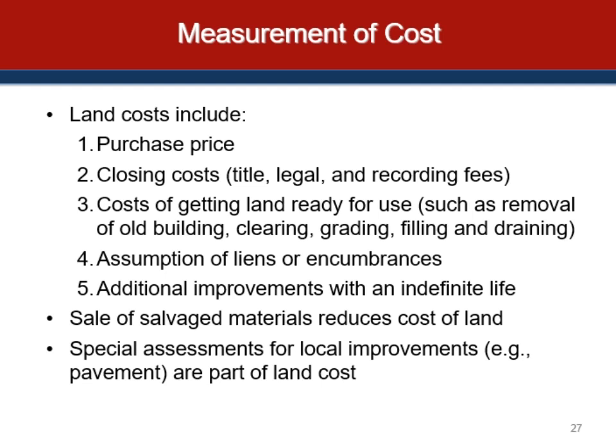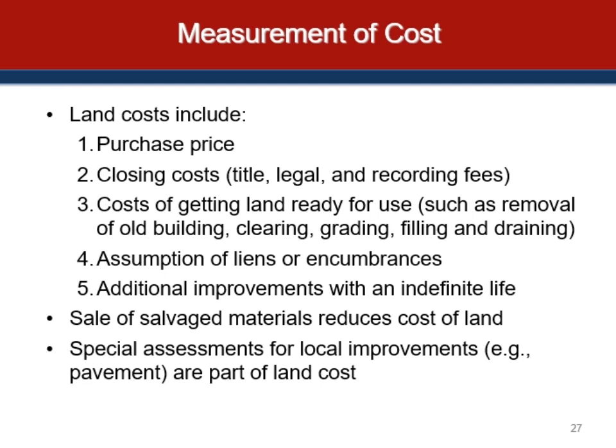If you have to assume any liens or mortgages or other encumbrances on the property, the cost of doing that, so a legal transfer of the contract, would be added to the cost. Any additional land improvements that have an indefinite life would be included as well. Improvements that have a definite life would be treated as their own kind of asset because they don't actually fit the indefinite life of land.